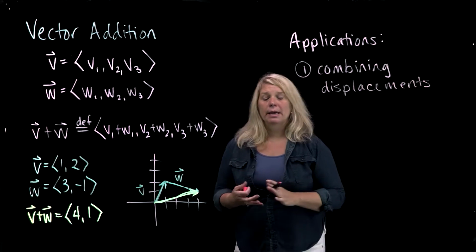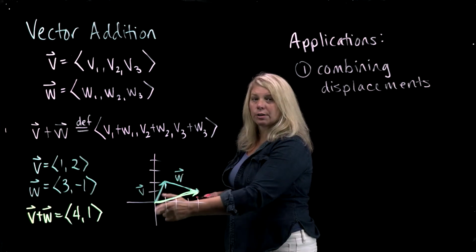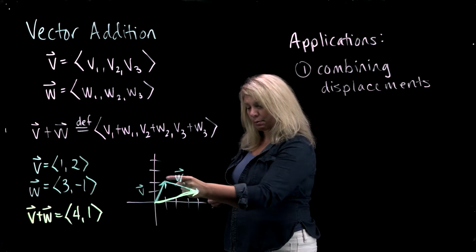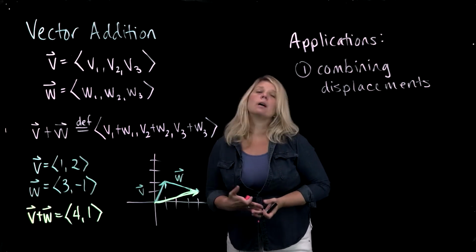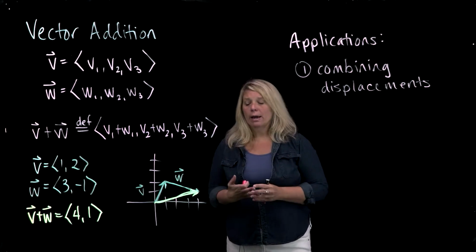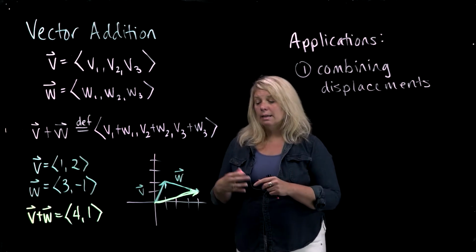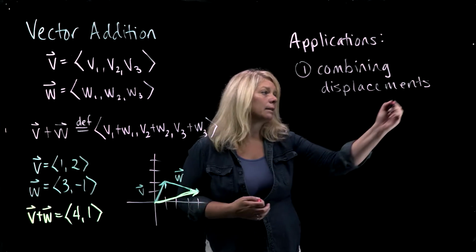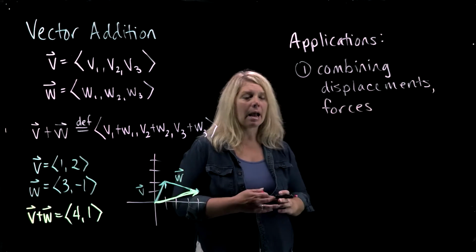So combining displacements, that would be if you're moving from one place to another, that vector would represent your displacement, and then another displacement, and so that would represent your total displacement. Forces also combine this way. That's a really common way that you might have worked with vectors before if you worked with them in a physics class, is that if you have several forces acting on an object, this is the way forces combine acting on an object.